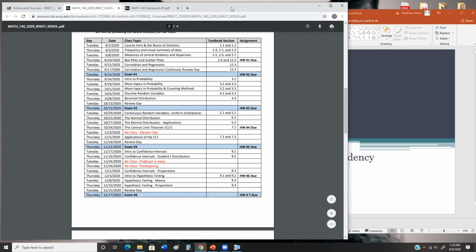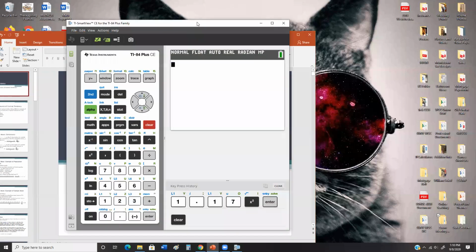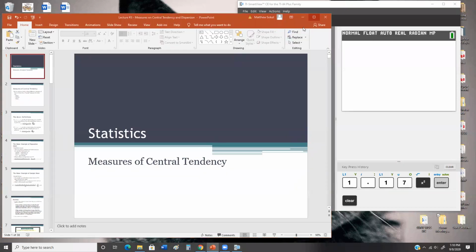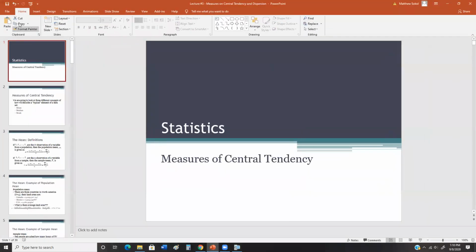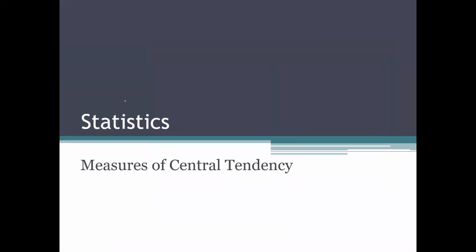All right, so today we are going to learn about 2 main topics. So today is basically an introduction to numerical measures for a data set.